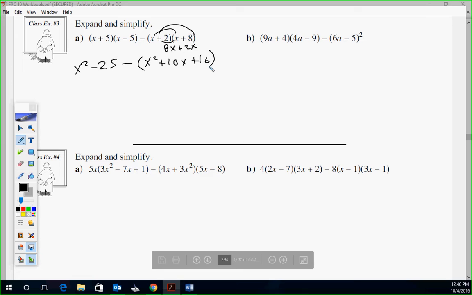Important piece right there is the fact that I kept the negative by the brackets, because that makes sure that you understand that it's minus this whole group. So all these are hit with a negative. So what I mean by that is I'm going to go x squared minus x squared. What's that? What's x squared minus x squared? Yeah, it cancels. It's gone. Okay. Negative 25 minus 16 will be negative 41.